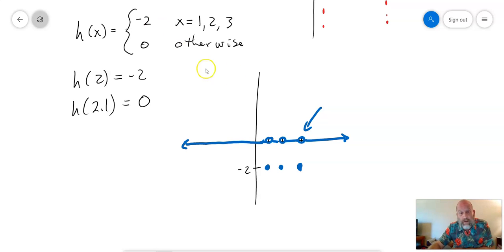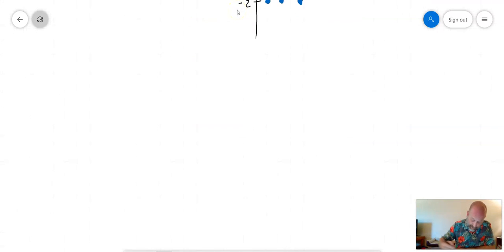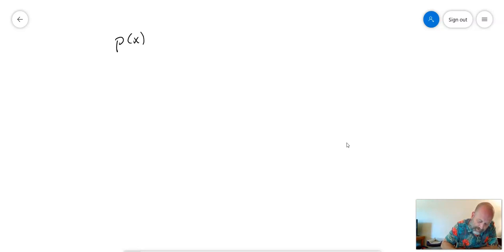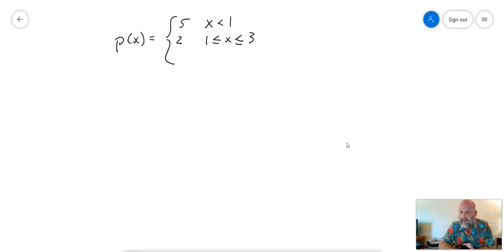Okay, now let's look at the last example here. Our last example is a function that's defined with 3 different rules. We have p of x is equal to 5 when x is less than 1. P of x is equal to 2 if x falls between 1 and 3 inclusively, and I say inclusively because it includes the endpoints. And it's equal to -1 when x is greater than 3.